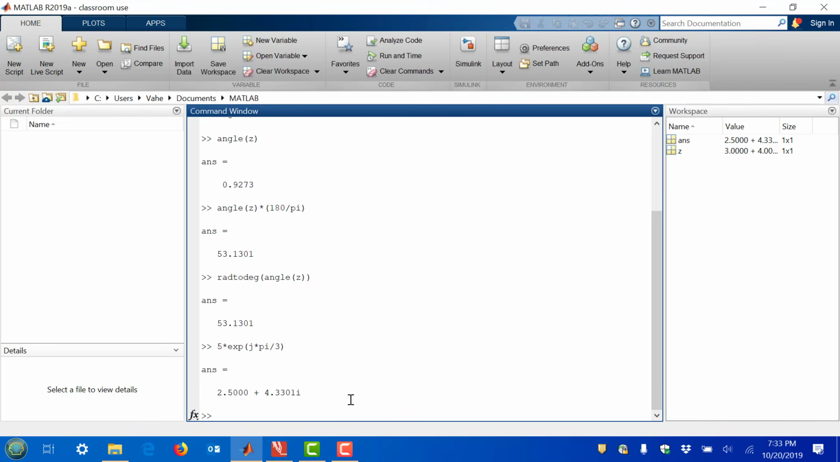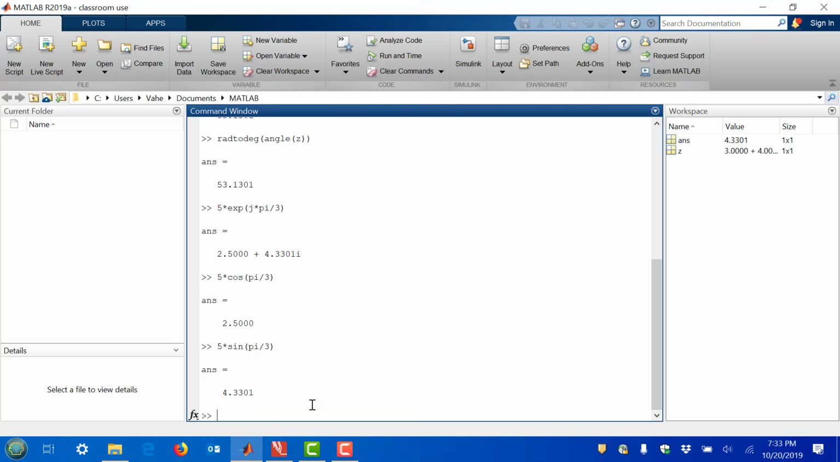And we can verify a lot of things. For example, where does this 2.5 come from? Well, that comes from 5 times cosine of pi over 3, and 4.33 is 5 times the sine of pi over 3, right? So you can say the real part is 5 times cosine of pi over 3, that's your 2.5, and 5 times the sine of pi over 3, that's your 4.3301. So you can see how that's done.